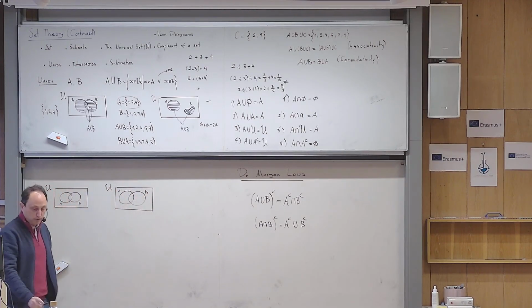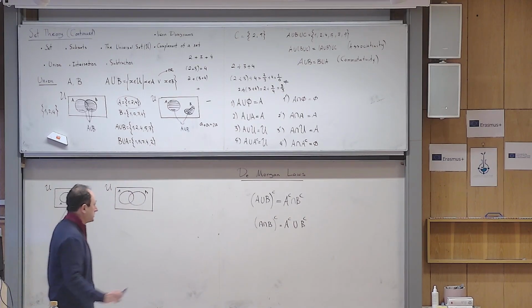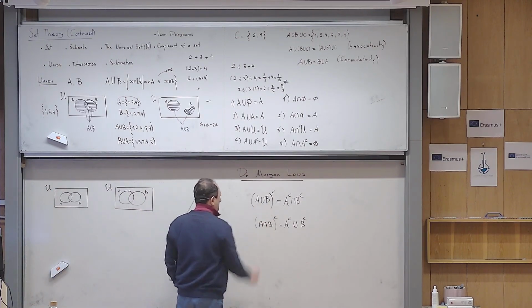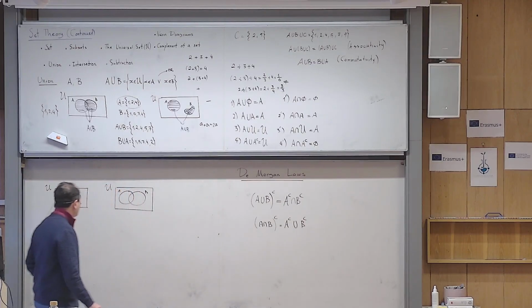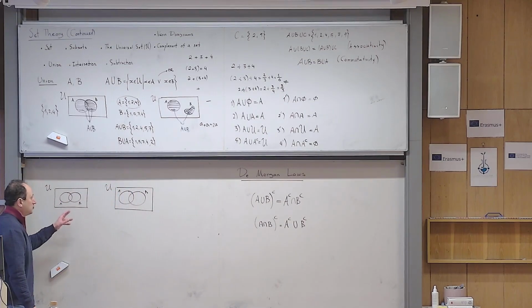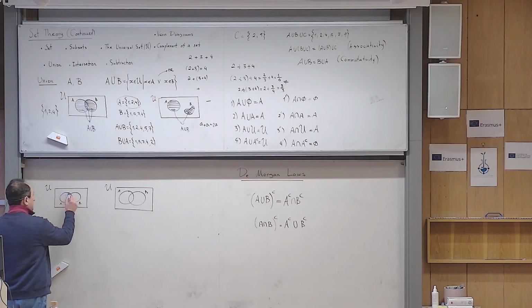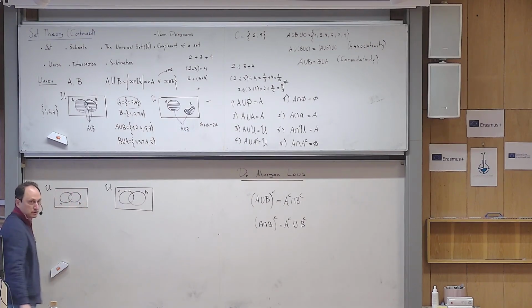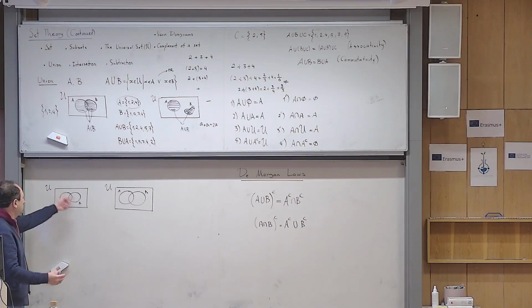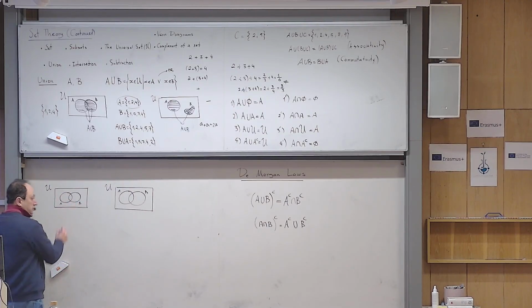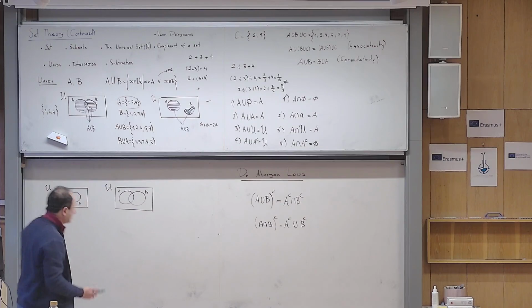Okay, so let us try to start coloring things. I want to have A union B complement. Okay, so let us not mess up. Where is A union B complement? It means outside the union of A and B. Do you agree? The border of the union is here. This is the border of the union. It means outside this border. So let me just color it with some, I don't know, green here.